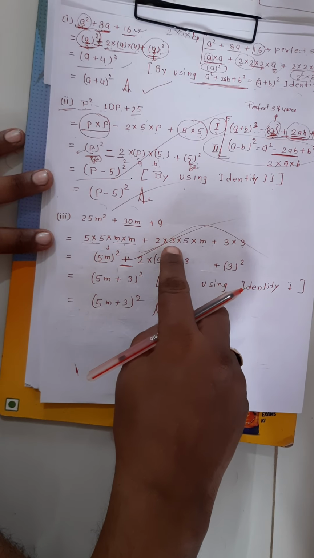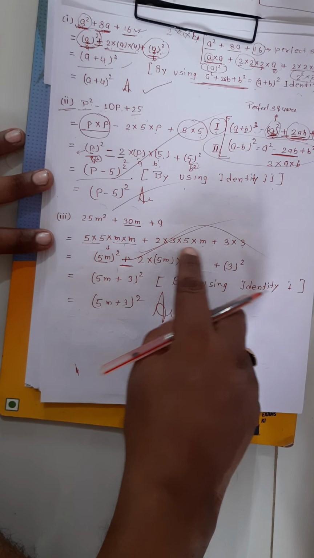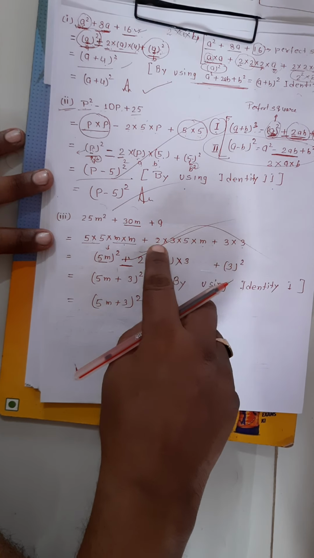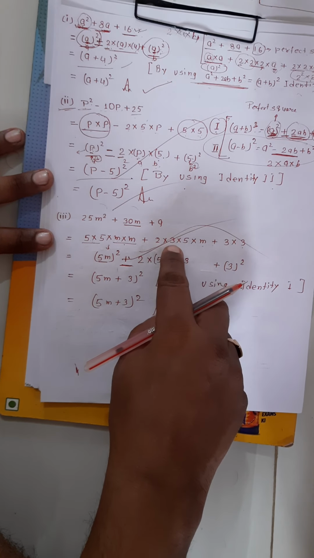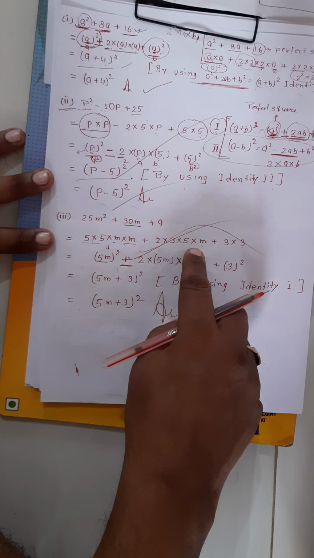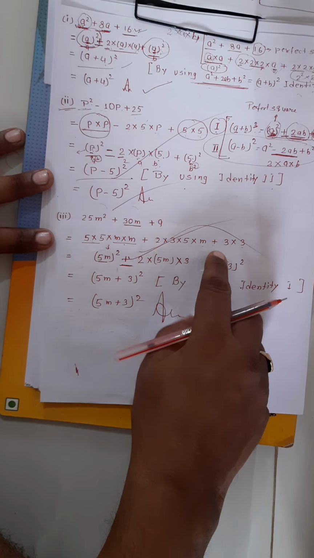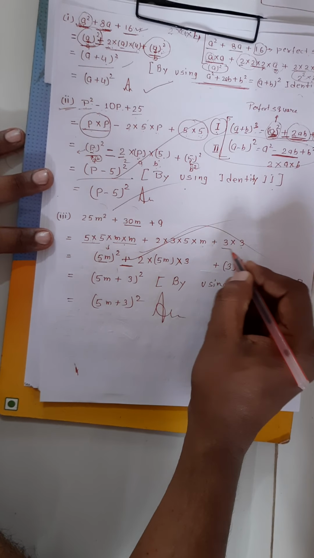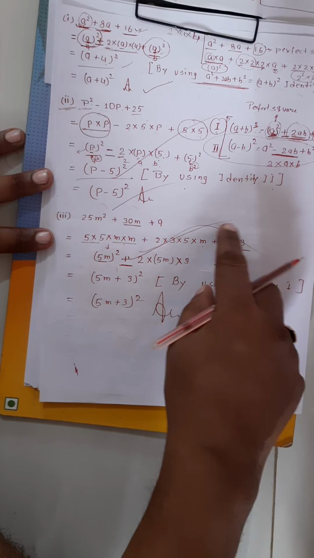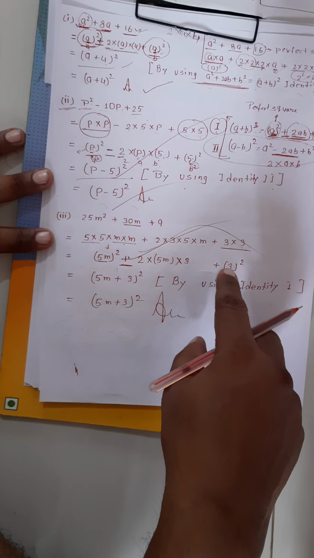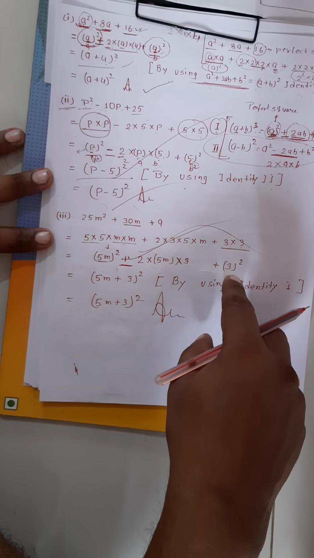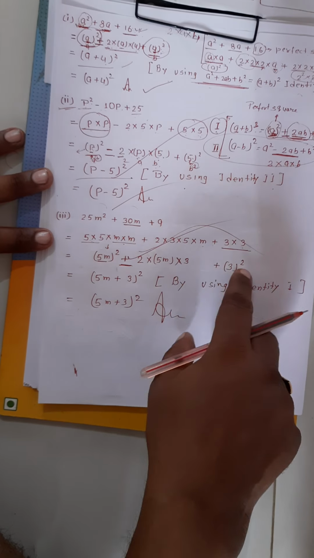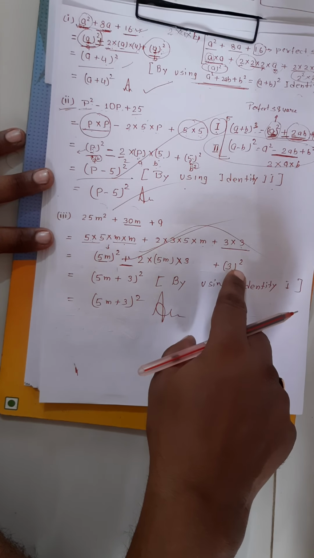For 2 into 3 into 5 into m, we cannot make it a perfect square, because there is no 2 number of 3, no 2 number of 5, no 2 number of m, so we cannot make it a perfect square. But for 3 into 3 we can make it a perfect square. The value will be 3 square. So we have got 2 terms that are perfect squares.